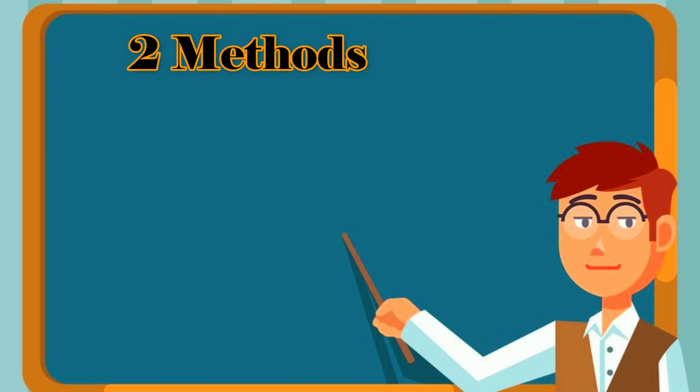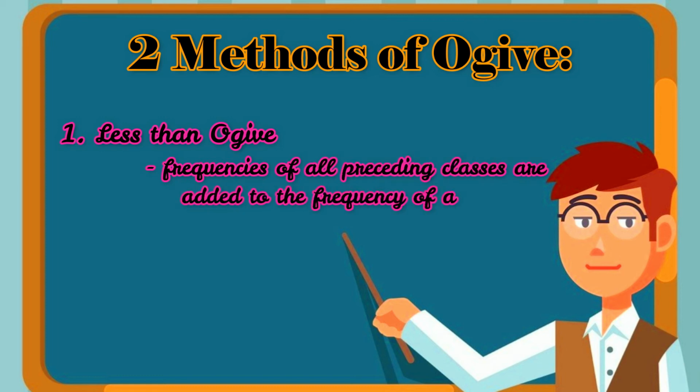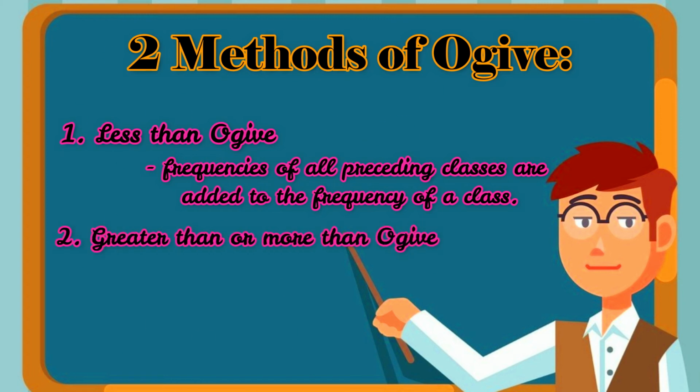So there are two methods of ogives. The first one is the less than ogive. The frequencies of all preceding classes are added to the frequency of a class. This series is called the less than cumulative series. It is constructed by adding the first class frequency to the second class frequency and then to the third class frequency and so on. The downward cumulation results in the less than cumulative series.